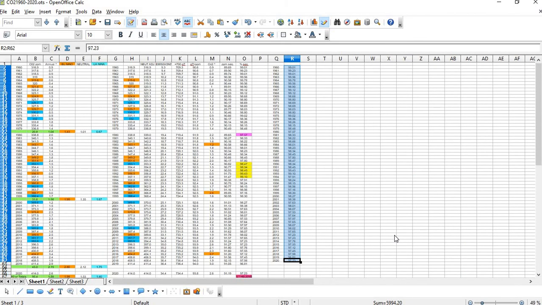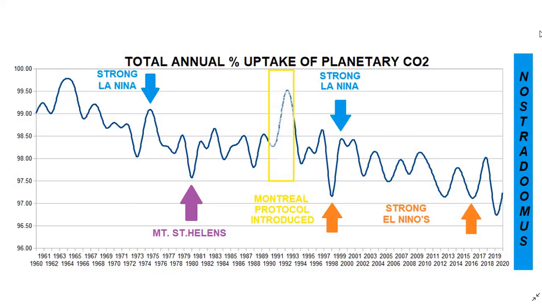So finally, after all those calculations, I can finally plot my graph to show how well the planet's been doing at absorbing CO2 from the atmosphere over land and sea for the past 60 years. And I've put some labels on it too. I think it's very revealing. Now, like I said, I had no idea what the final outcome of this graph was going to look like by the time I'd finished. And this is the total annual percentage uptake of planetary CO2 for the past 60 years. And we can see that it started to decline even back during the 60s.